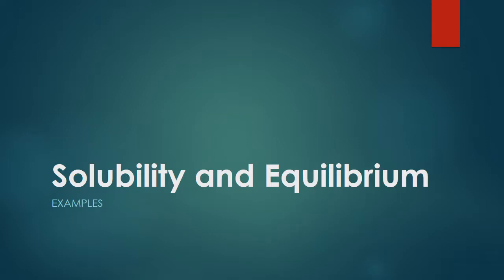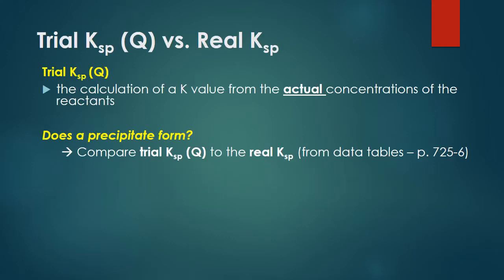So in this little video, I'm going to just review some of the examples that were done in class in case you missed it or you need to go over it again. So first of all, just to recap, Q is also known as trial KSP in this case. So it's the same value or the reaction quotient that we've been looking for all along.